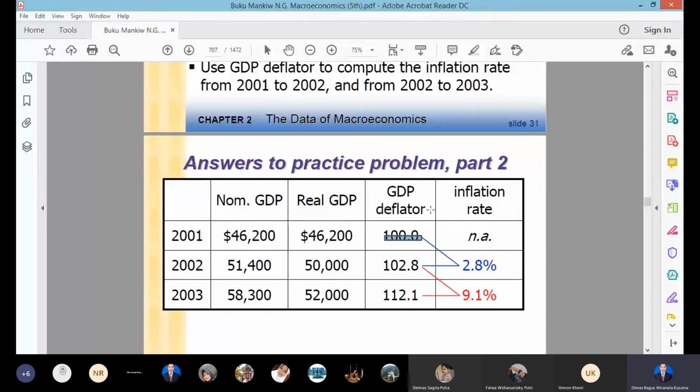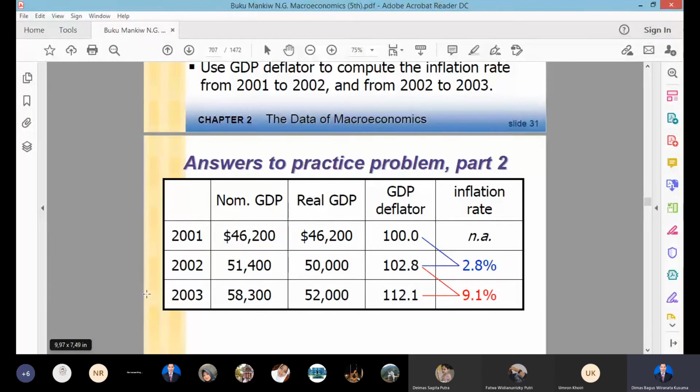And based on this GDP deflator, you can calculate the inflation rate. How to calculate the inflation rate? You just take 102.8 minus the previous one, minus 100, over 100, times 100%. I repeat again, you get 2.8% as the inflation rate: 102.8 minus 100 over 100 and times 100%. So the result here is 2.8%, and in the same way you calculate the inflation of 2003.